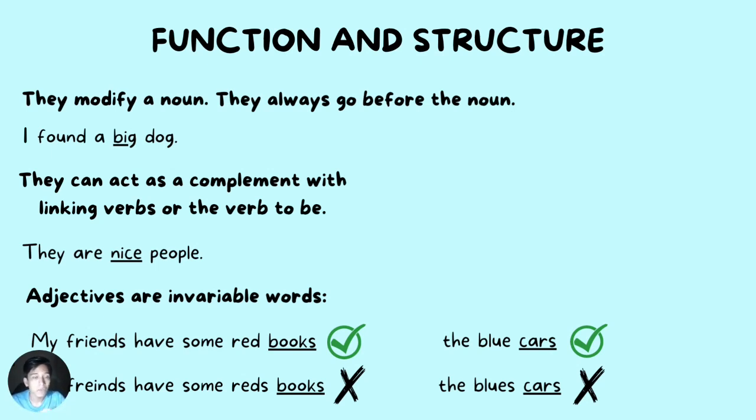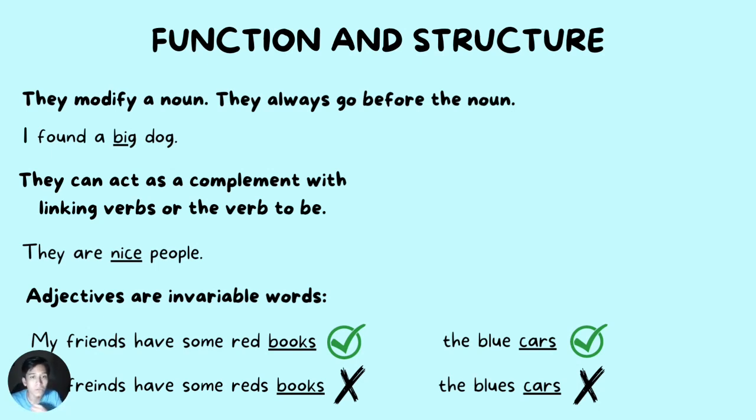An adjective can also act as a complement with linking verbs or the verb to be. They are nice people. Again, the adjective is not only going before the noun, but is modifying it, and it is working obviously with the verb to be. In this case, the adjective is making you realize that those people are really nice.